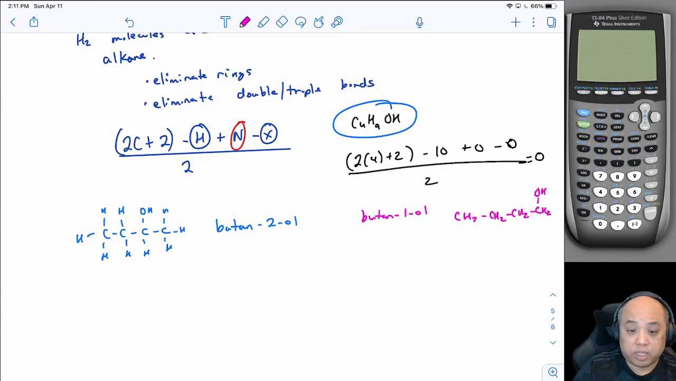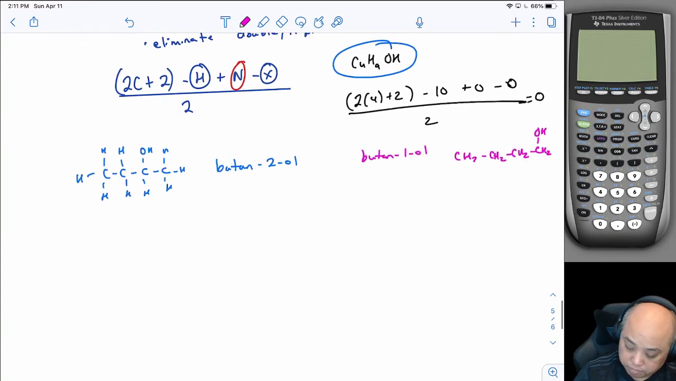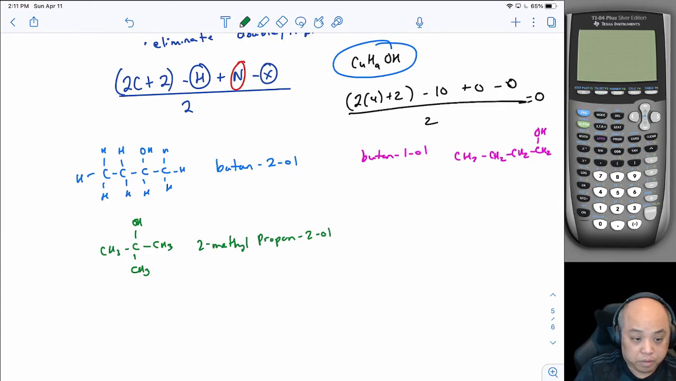Where the OH is on one of the ends. And you could have something like this. Okay. 2-methylpropan-2-ol. Okay, again, no rings, no double bonds, branching, but that branching doesn't affect how many total hydrogens you can have.